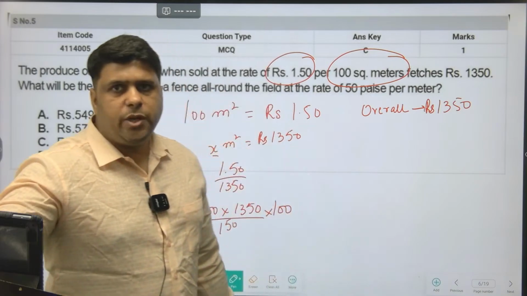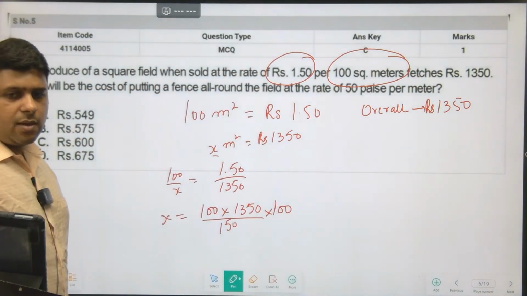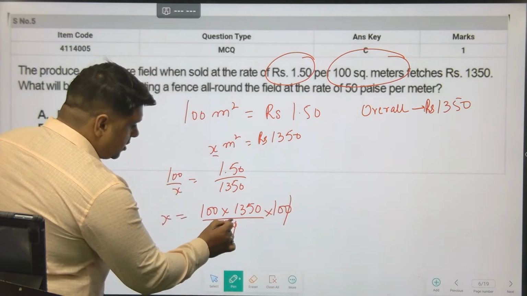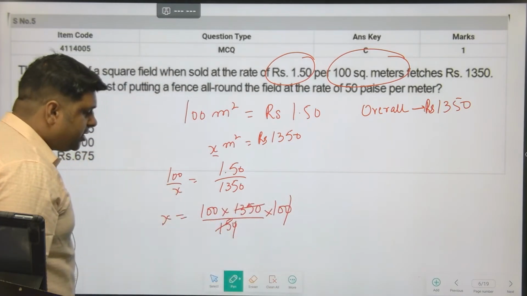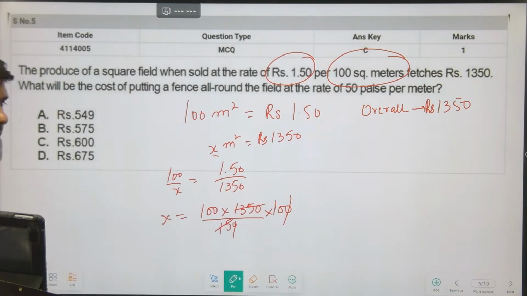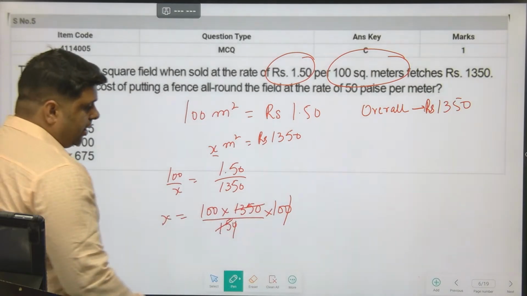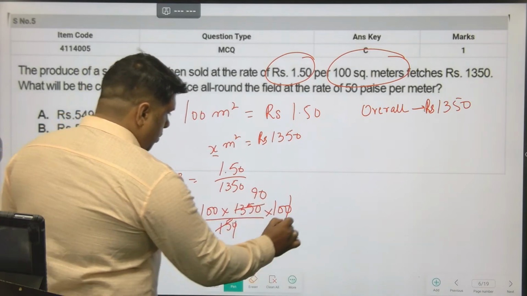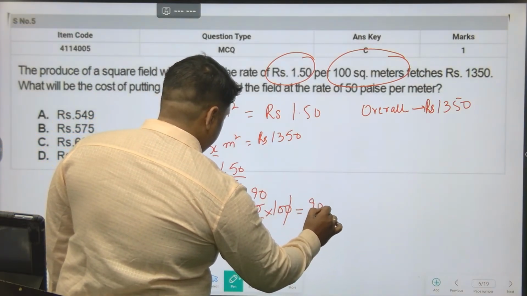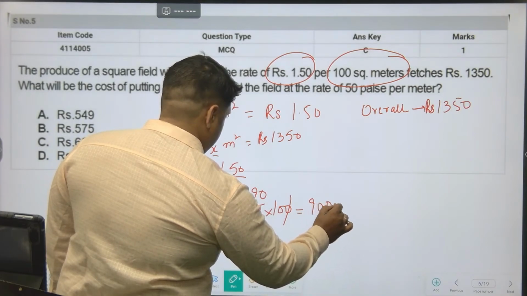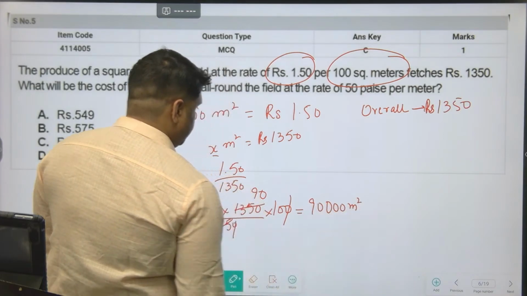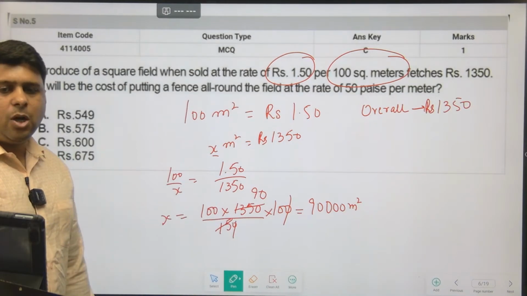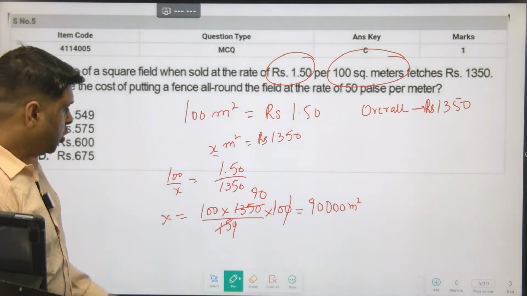That 100 I can take at the top also. So this 0 is going to get cancelled out. Now this 15 can cancel this one. So 1350 comes to around 135, so 0 90. So the area is 90 meter square. Okay, so it is 90,000 meters square. So this is our area.